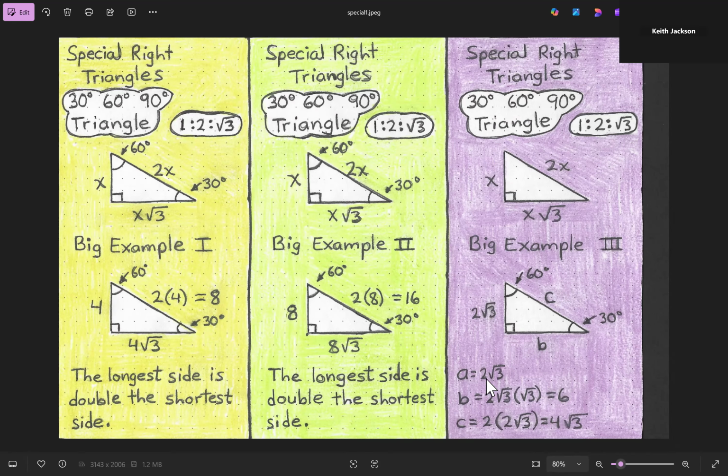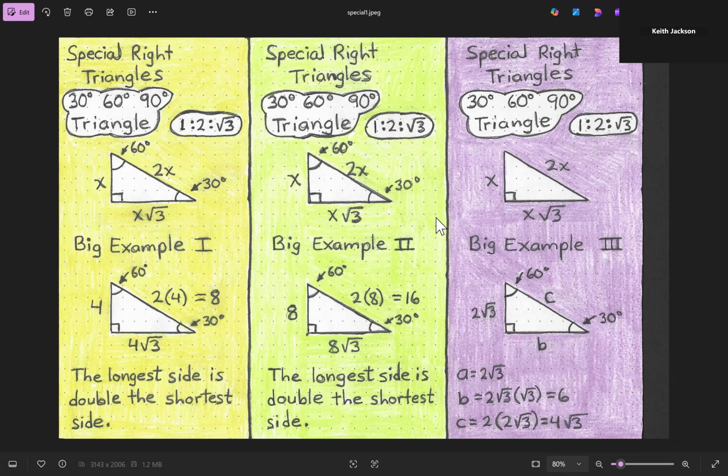Since we know that side A is 2 square root of 3, then B must be 2 times the square root of 3 times the square root of 3, because the 2 square root of 3 will behave as x, and we just multiply it by the square root of 3. All right. And so that would give us 6. And then we could just take this 2 square root of 3, multiply it by 2, and we'll get 4 square root of 3.